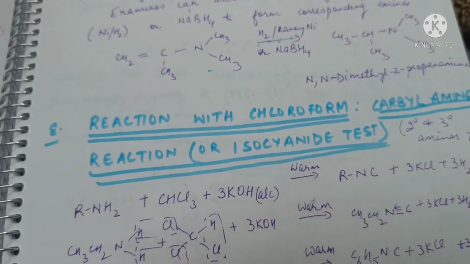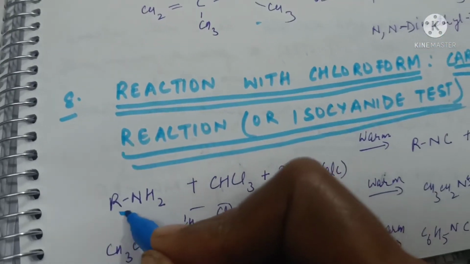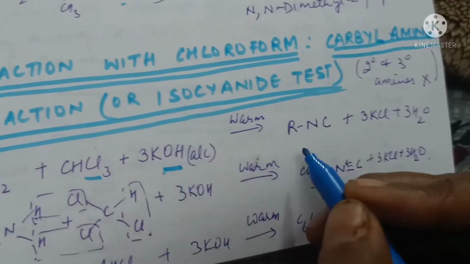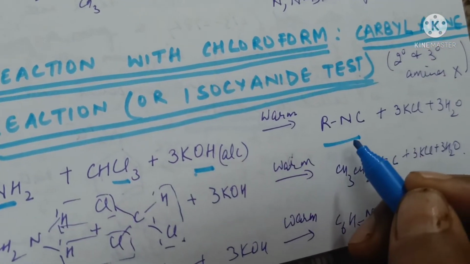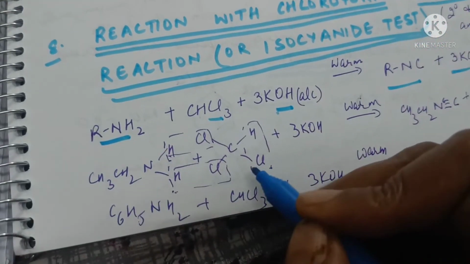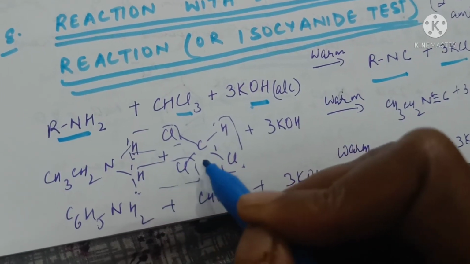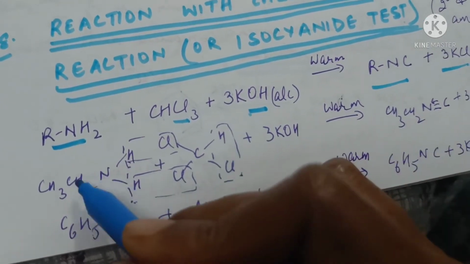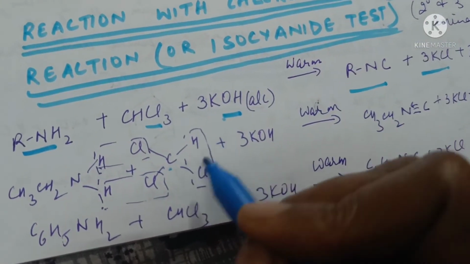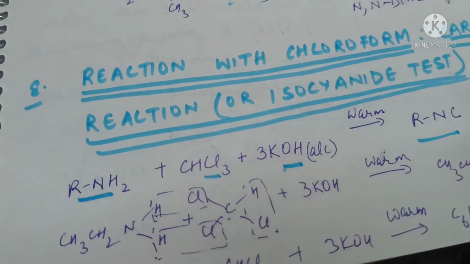Reaction with chloroform, carbylamine reaction or isocyanide test. Primary amines react with chloroform and alcoholic KOH to form isocyanide, which is a bad smelling product, along with KCl and water. The reaction occurs in this manner. The 3 molecules of HCl will be formed and the N combines with C to form isocyanide. The 3 HCl will combine with KOH to form KCl and water.